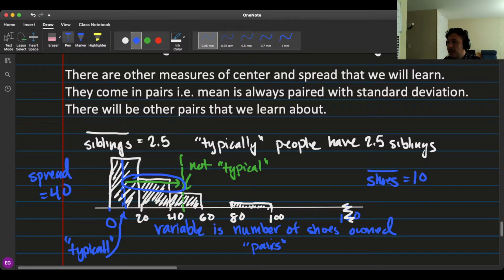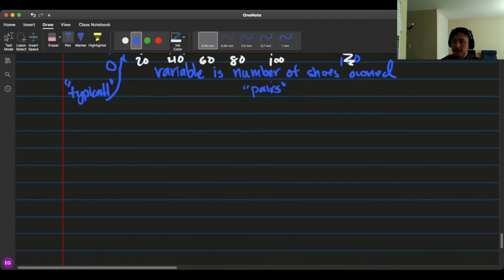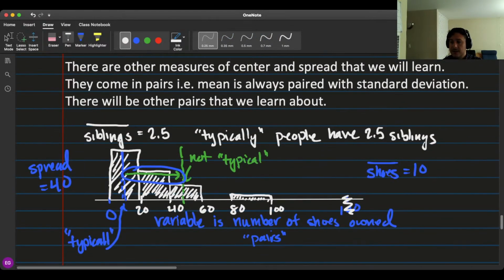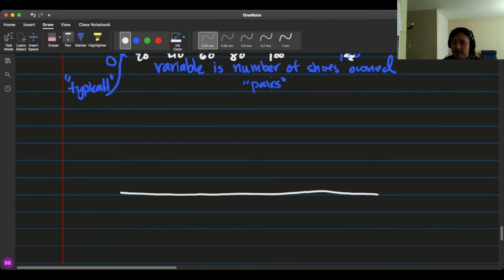Or I have another really good example. This variable will be rent. Okay, this will be an interesting example. Let's talk about rent in the Bay Area for apartments.